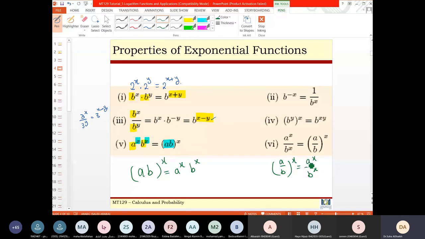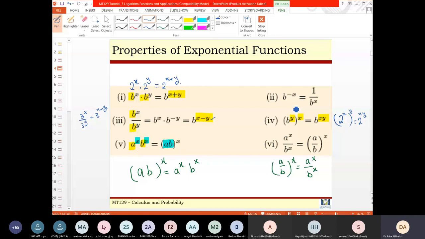Conversely, if I have different bases with the same power, I can combine them into b to the power x. Here we have the power of a power. When we have b to the power y, all to the power x, we multiply the powers. It becomes b to the power x times y. We know that. For example, if I have 2 to the power x, all to the power y, this is like 2 to the power x times y.